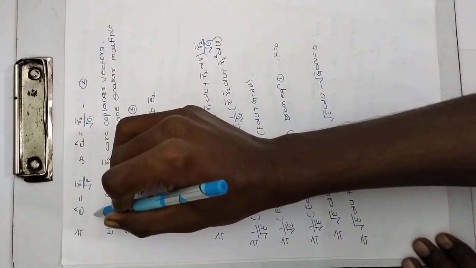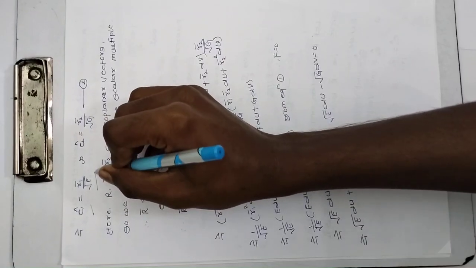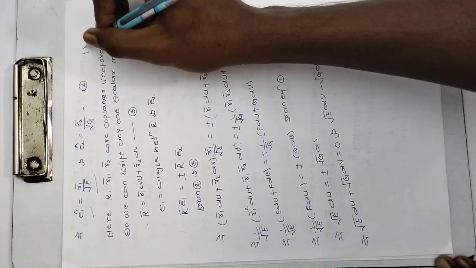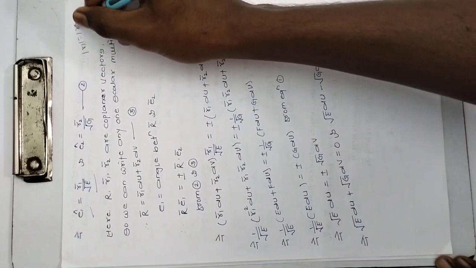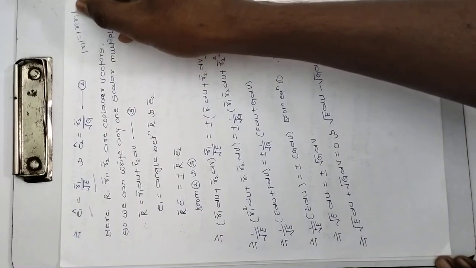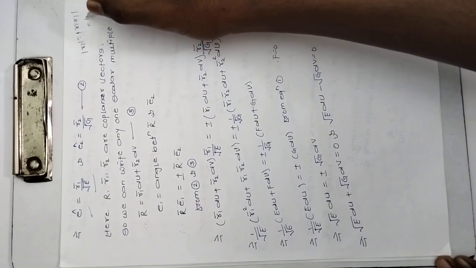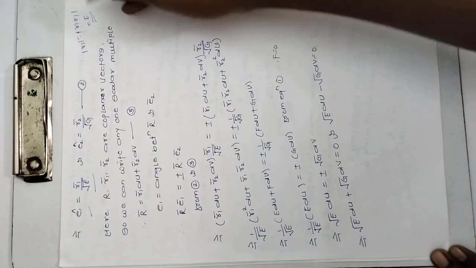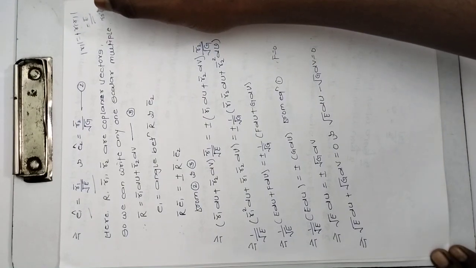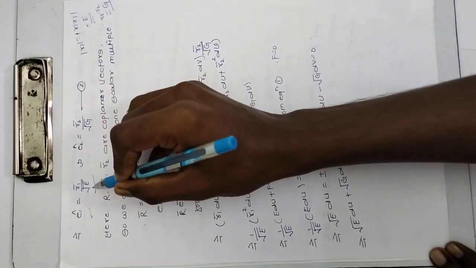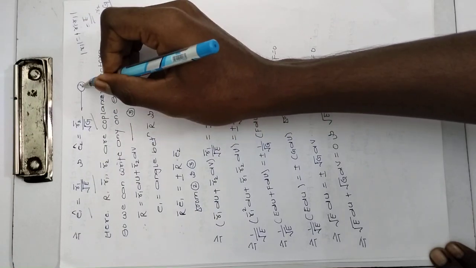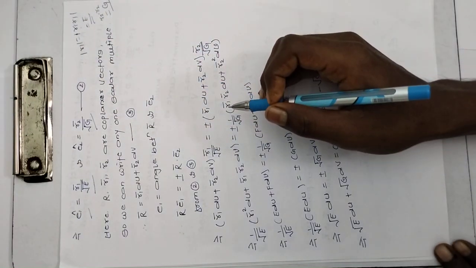So therefore E1 cap is equal to R1 bar upon under root of E. Mod of R1 bar means R1 dot product with R1. So R1 dot product with R1 is the value of E, and R2 dot product with R2 is the value of G. So E1 cap is R1 bar upon under root E, and E2 cap is equal to R2 bar upon under root G. So this is equation 2.